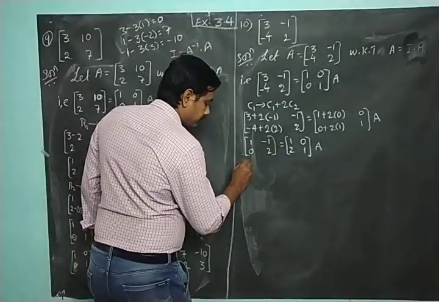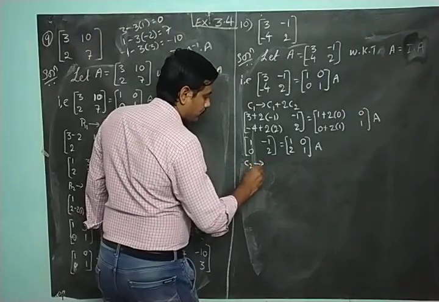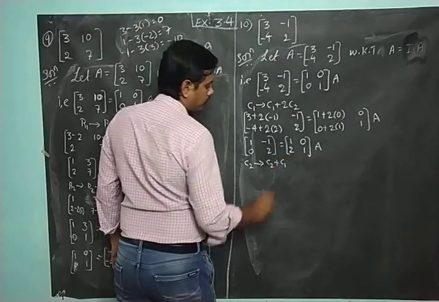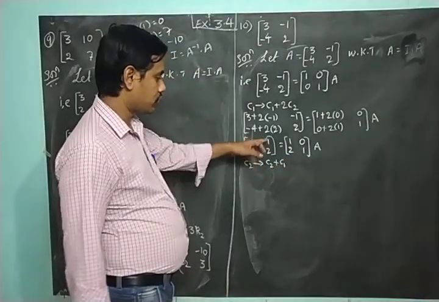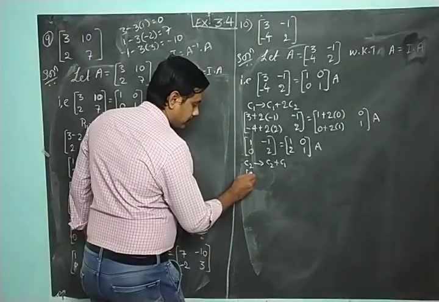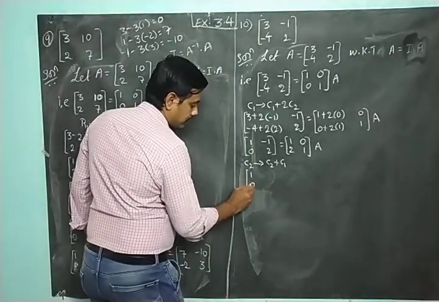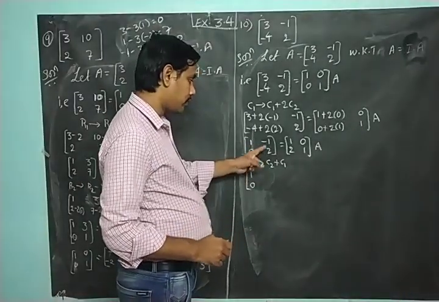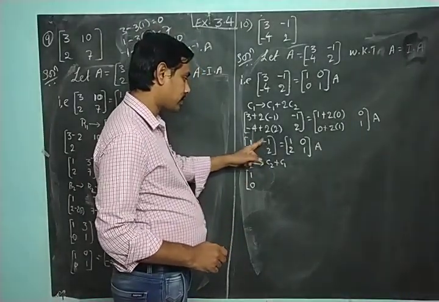Right? So column 2 changes to column 2 plus column 1. Column 2 changes to column 2 plus column 1. So what remains here? 1, 0 as it is. There is no change in column 1. Column 2 only will change. Column 2 plus column 1. What is column 2? Minus 1.